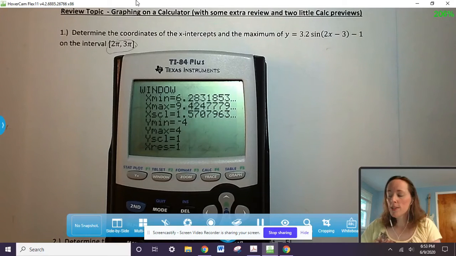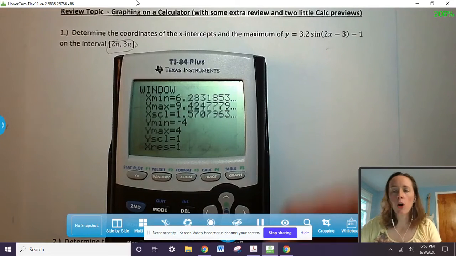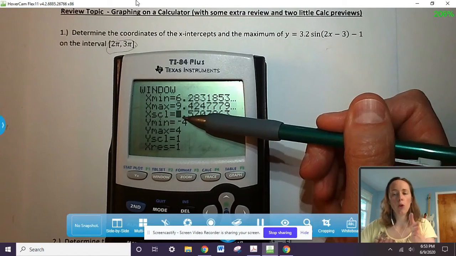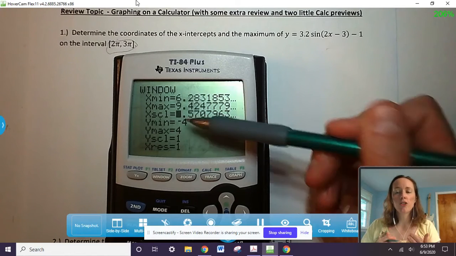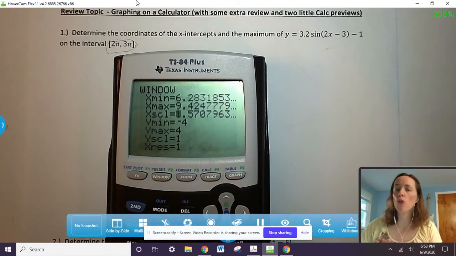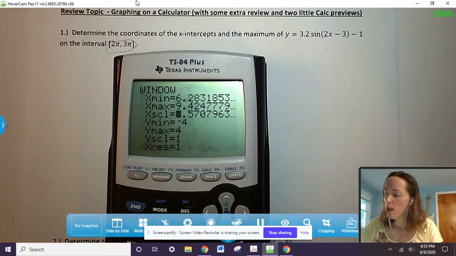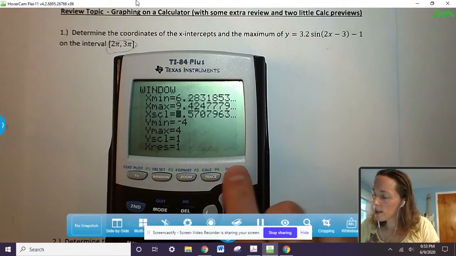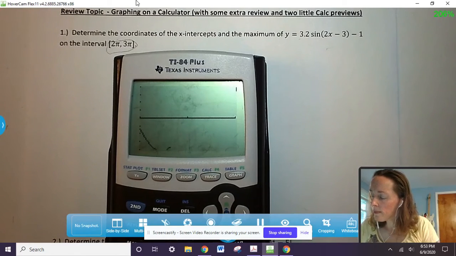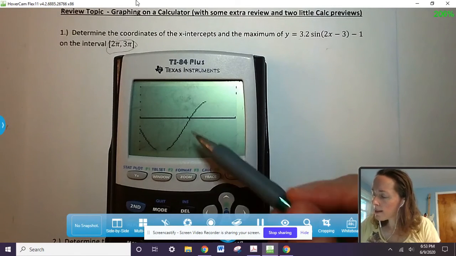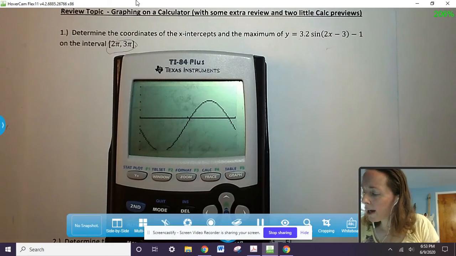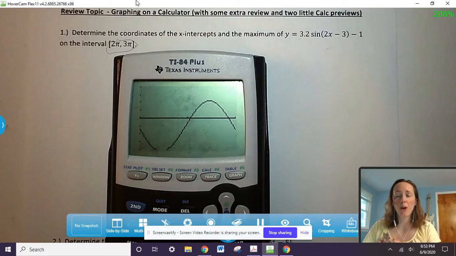If you stayed in zoom standard, your x scale will be 1. That means your tick marks will be going 1, 2, 3, 4. If you change to zoom trig like I did, your tick marks will go by 1.57 or pi over 2. So pi over 2, pi, 3 pi over 2, and so on. Either way is fine. It doesn't matter. Okay, so let's take a look at this part of the graph. Here's an x-intercept, a max, and an x-intercept. That's what we want to find. We weren't asked for the minimum in this particular problem.